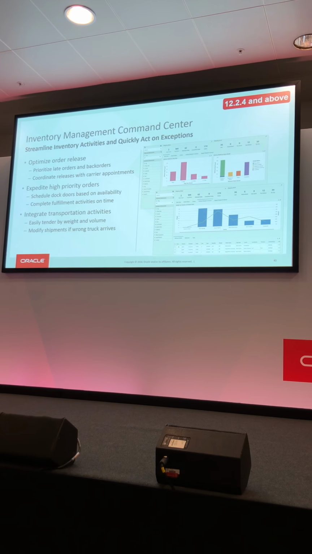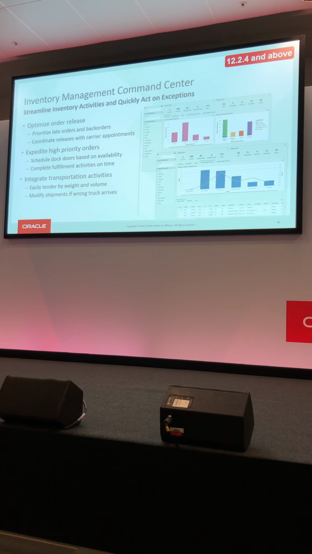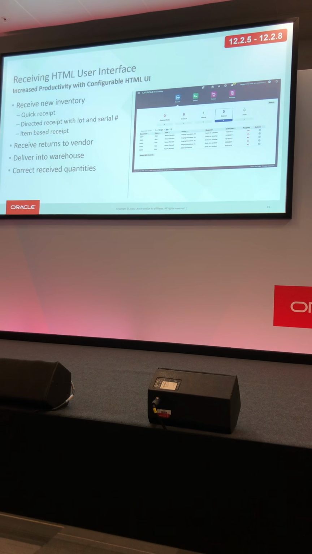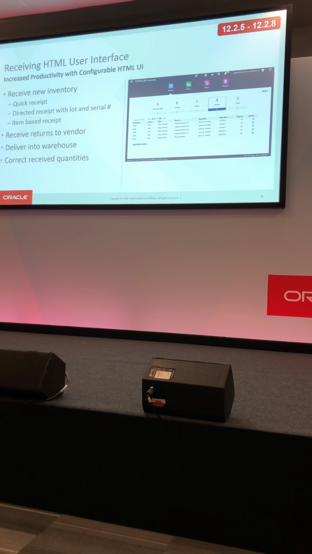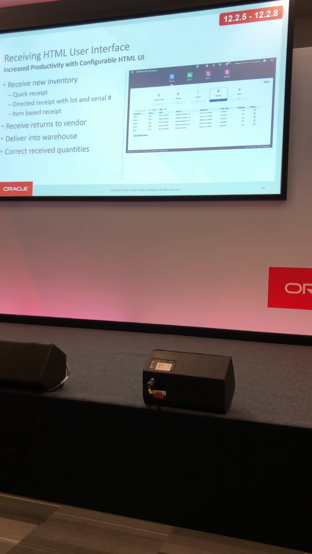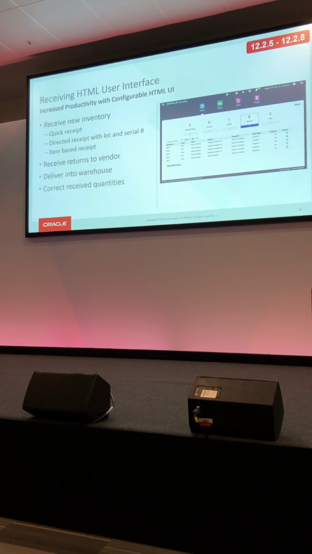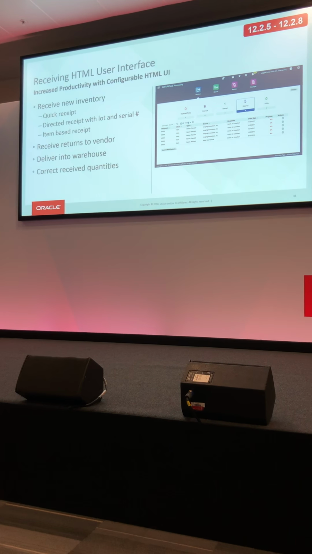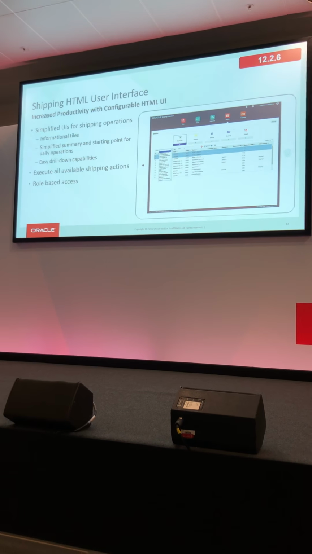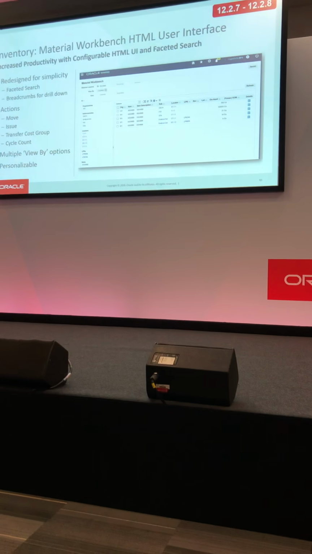Operations that you're going to need in your business, expedite high priority orders within the inventory process. We have a lot of HTML UIs to talk about in inventory. So in 12.1, you would have done receiving on an Oracle Forms-based form. In 12.2, we have a nice HTML screen that is set up to work nicely on a tablet like you might be using in a receiving dock. The core shipping screen has been moved over to HTML. The core material workbench has been moved over to HTML.